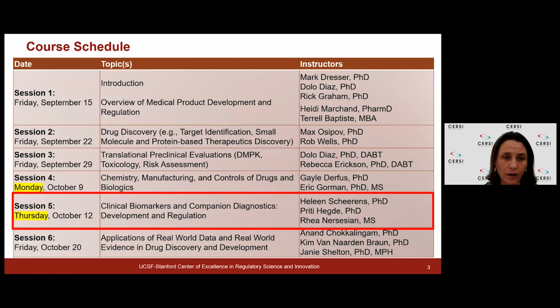We have 3 wonderful speakers today: Heleen Scheerens, Priti Hedge, and Rhea Nersesian. And if you look on your screen, you can see that they're all together in one room. I think this is just so incredibly special. And in fact, Priti Hedge is actually visiting Genentech to make this possible. So we really, really appreciate that. The next slide.